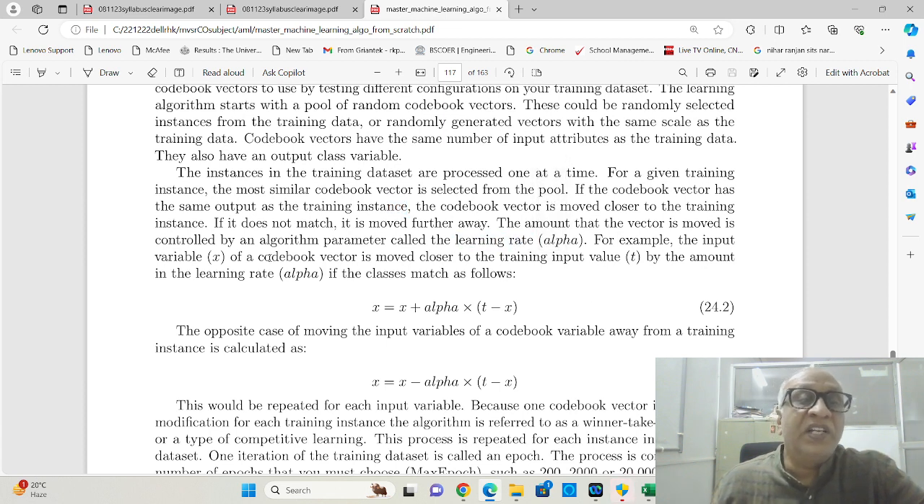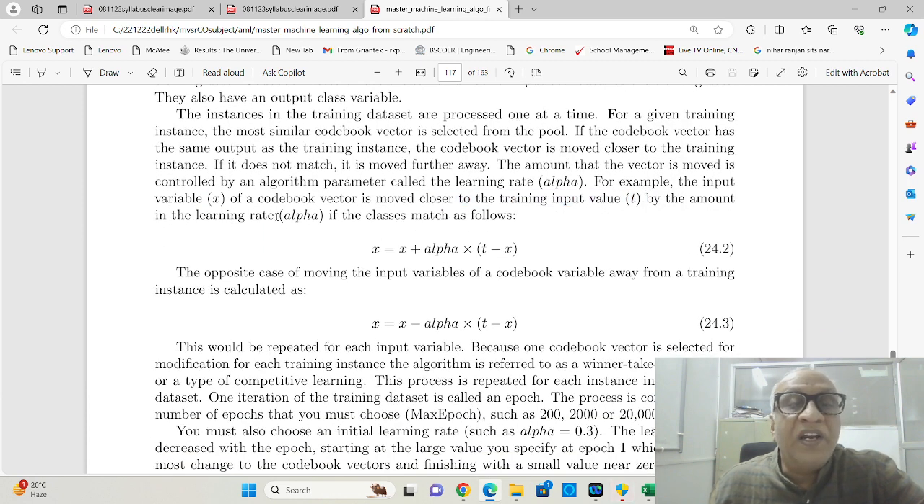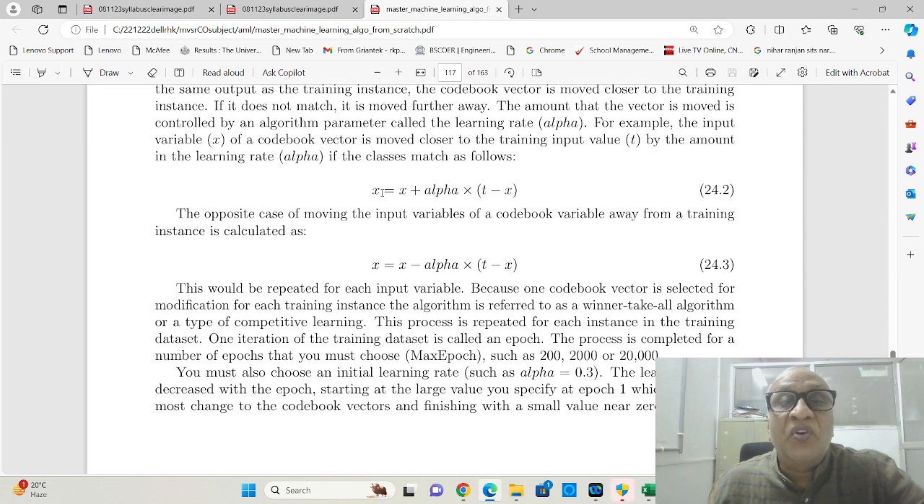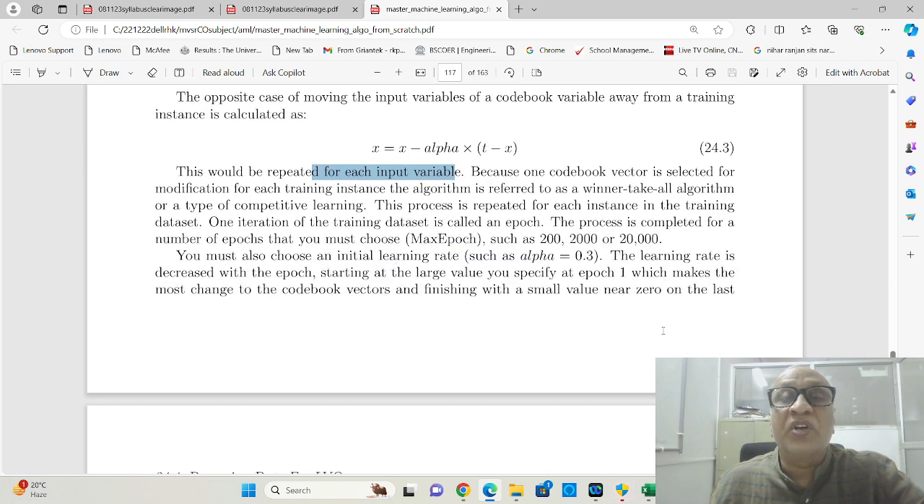Now let us say you have an x variable on the codebook vector. It is moving closer to the training input value t by a learning rate alpha. It will be represented as follows: x = x + alpha * (t - x). Suppose it is moving away, it will be x - alpha * (t - x). It is plus in one case, minus in the other. Now, this will be repeated for as many input variables and instances as there are.